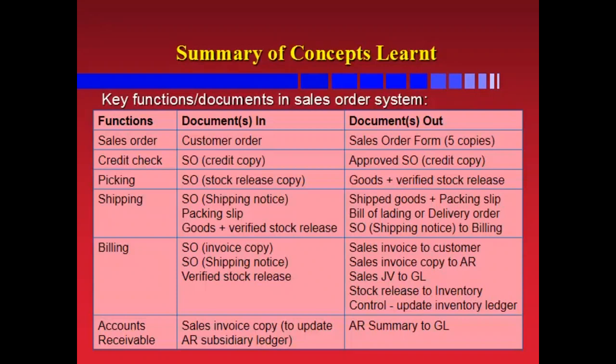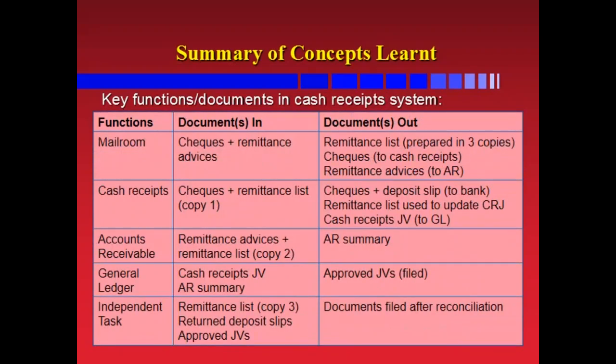Well, congratulations! You have just completed Lecture 3. Let's summarize the key functions and documents in the sales order system by reviewing the functions and the key documents that flow in and out of each of the functions. This slide summarizes the key functions and documents in the sales order system. This slide shows the key functions and documents in the cash receipts system.